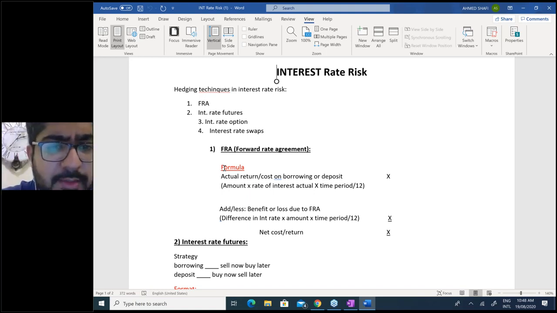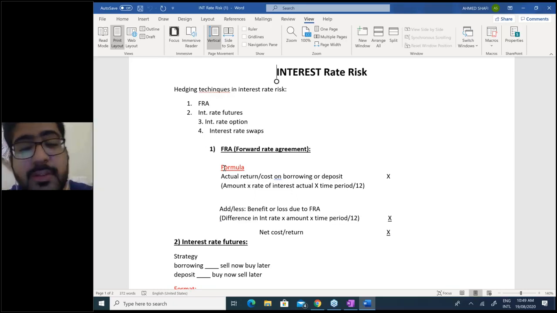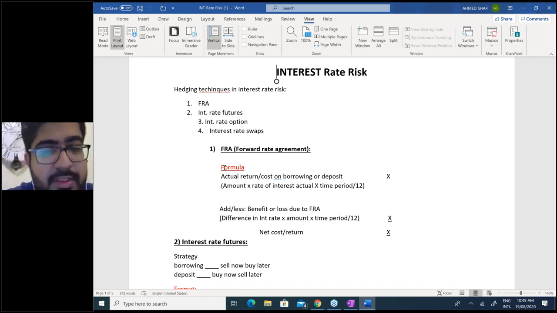The problematic stuff here is that when you take the actual return on deposit or cost on borrowing, it's very easy: amount into actual interest rate into time period over 12. In the benefit or loss due to FRA, people try to rote learn whether to add it or deduct it. No one can teach you this through rote learning. The formula is simple, difference in interest rates into amount into time period over 12. The formula is simple, but no one is going to guide you, and no one can, in fact, say whether to add or less. Now listen carefully.